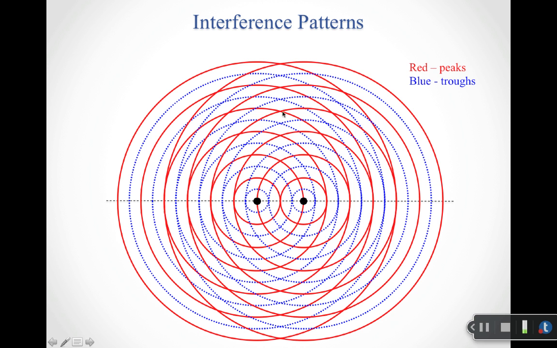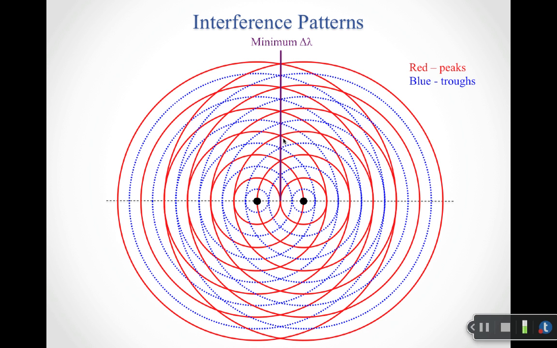The first thing we'll notice is the line running right down the center of the pattern. One of the things we talked about in class on Friday is that for any point on this center line, the wave from our source on the left has traveled exactly the same distance as the wave from the source on the right, and so that's why you see troughs lining up with troughs, peaks lining up with peaks.